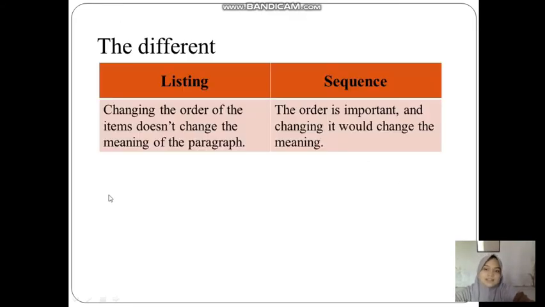Okay, now, what is the difference between listing and sequence? The difference is, in the listing pattern, changing the order of the items doesn't change the meaning of the paragraph. Meanwhile, in the sequence pattern, the order is important, and changing it will change the meaning.